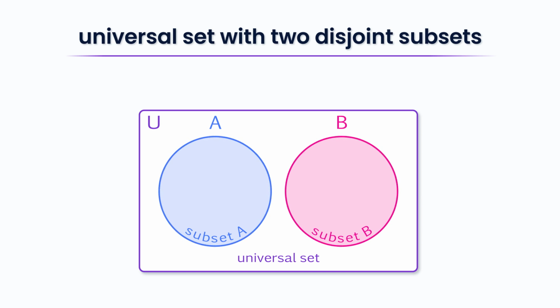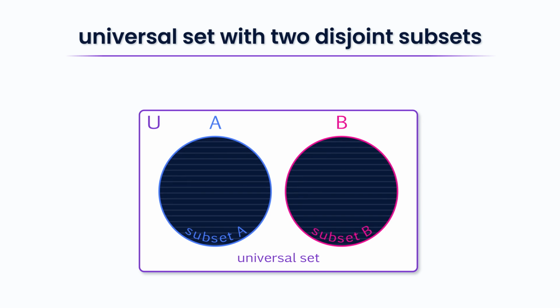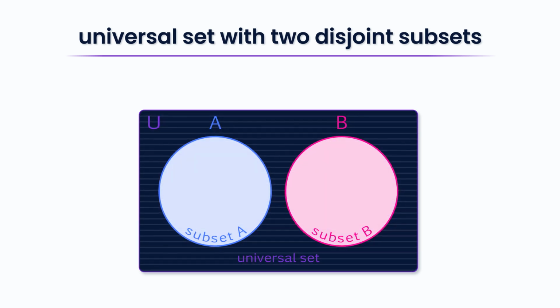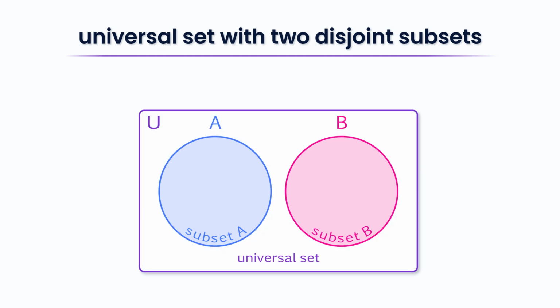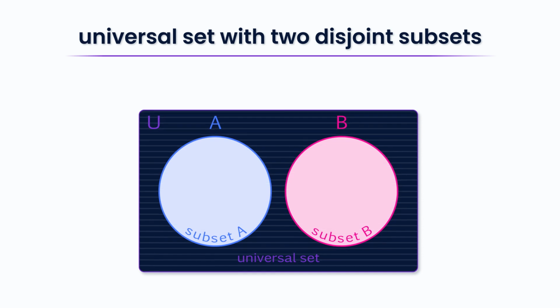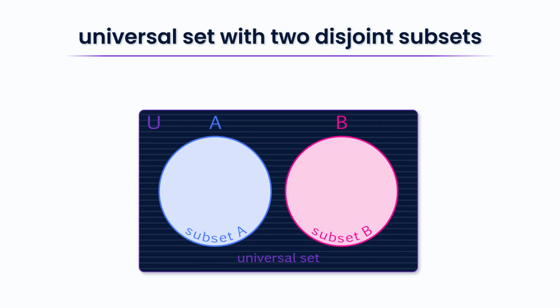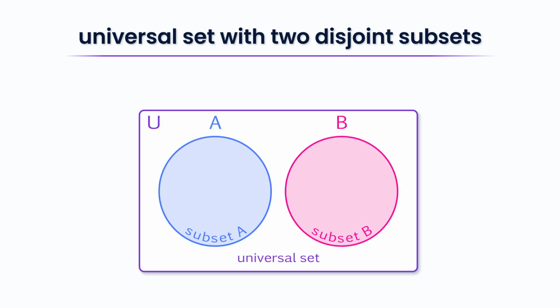When the universal set has elements that are not in either set A or set B, then they are located outside the circles but inside the rectangle. So the elements of the universal set can be either inside or outside the circles, but always inside the rectangle.